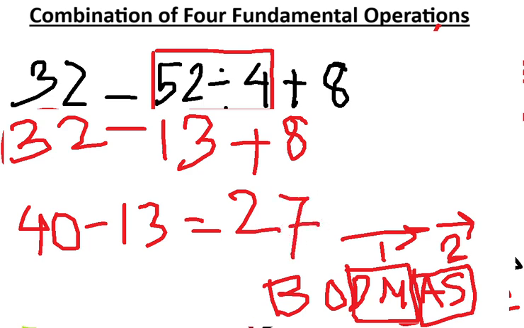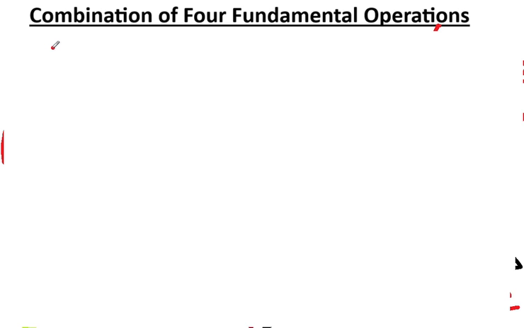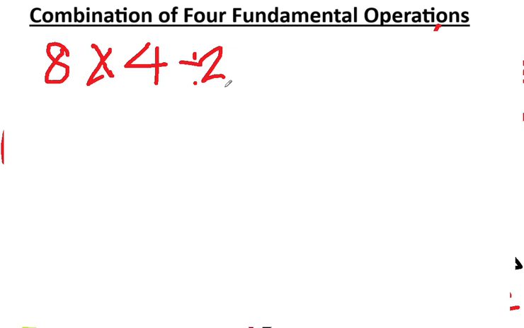Okay, so we get 27 as the answer. Same answer, following either the rule of PEMDAS or BODMAS, we still have the same answer. Okay, now coming to the next question. The next question which I have for you is 8 times 4 divided by 2.